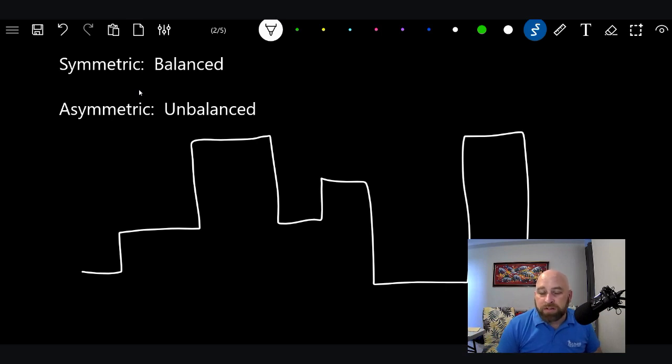It is important that you understand that because that's not just a histogram term. Symmetrical and asymmetrical is like an art term. It's a design term. It's a building term. It's a term that you're going to see a lot. It's in geometry. It's everywhere, okay? So make sure that you know those two words and their difference, okay? Symmetric, that means it's balanced. Asymmetric means it's unbalanced.